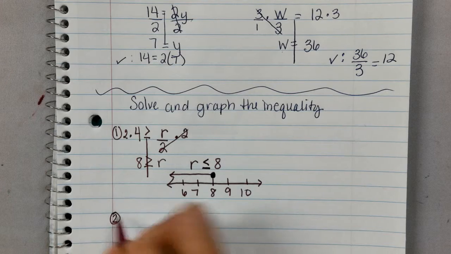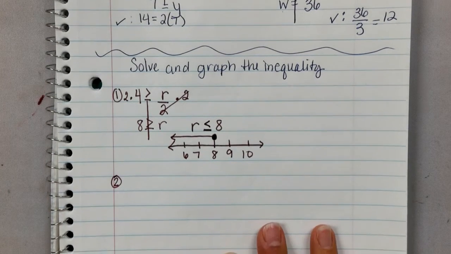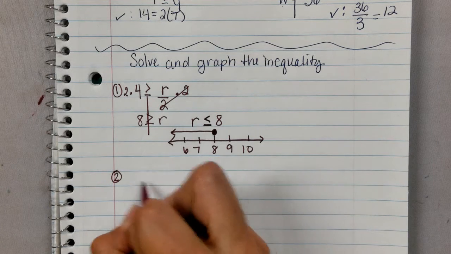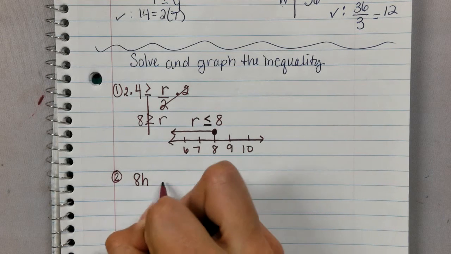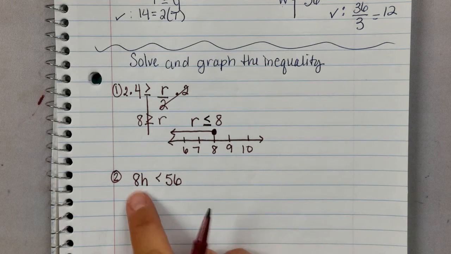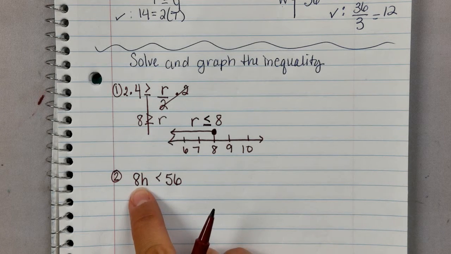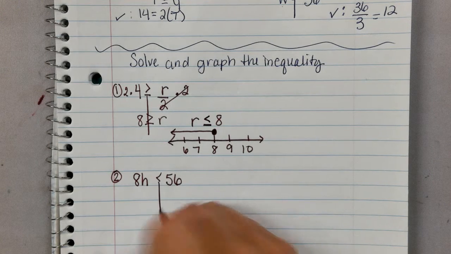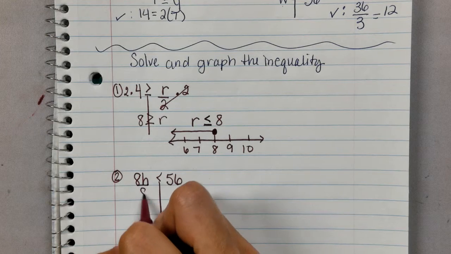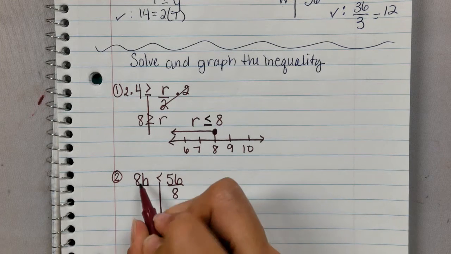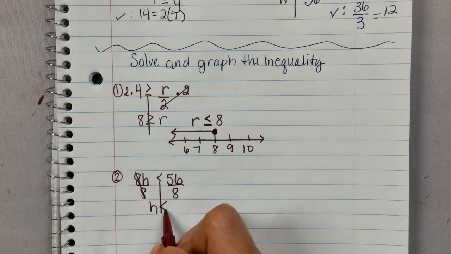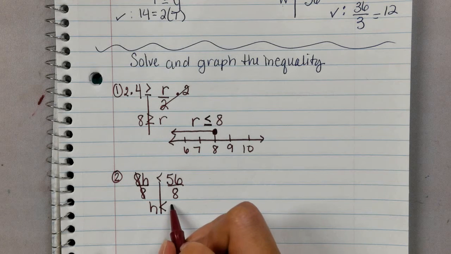This time, what I want you to do is write down on here 8 times h is less than 56. So we always start to look at what's happening to the variable. Well, it's being multiplied. So how do you undo multiplication? You use the opposite, or inverse, which is division. So we're going to divide both sides by 8, which means that h is now by itself, and it reads h is less than 7.